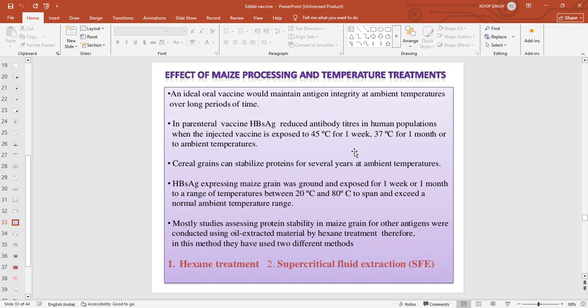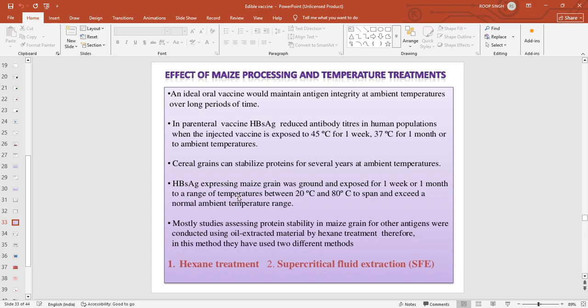long-term storage. But in the case of an edible vaccine in cereal grains, particularly maize or rice, they can stabilize protein for several years at ambient temperature, so you don't need any cold storage. At room temperature it can be stored for several years.